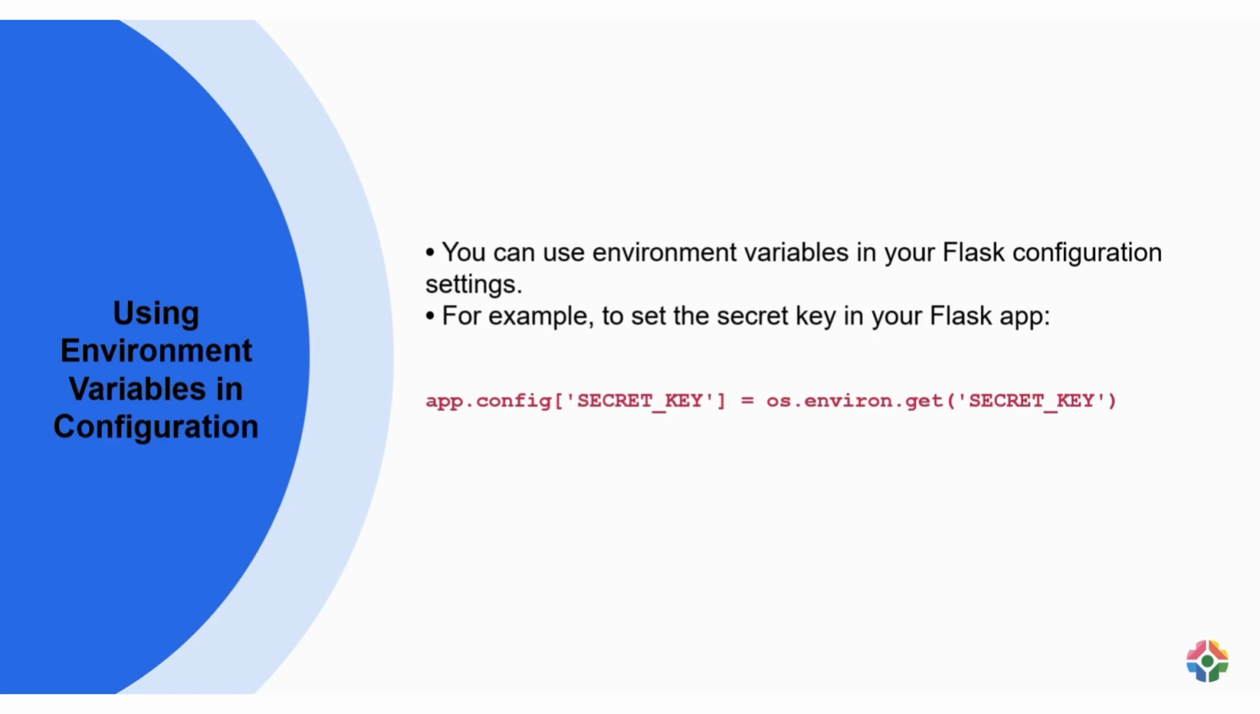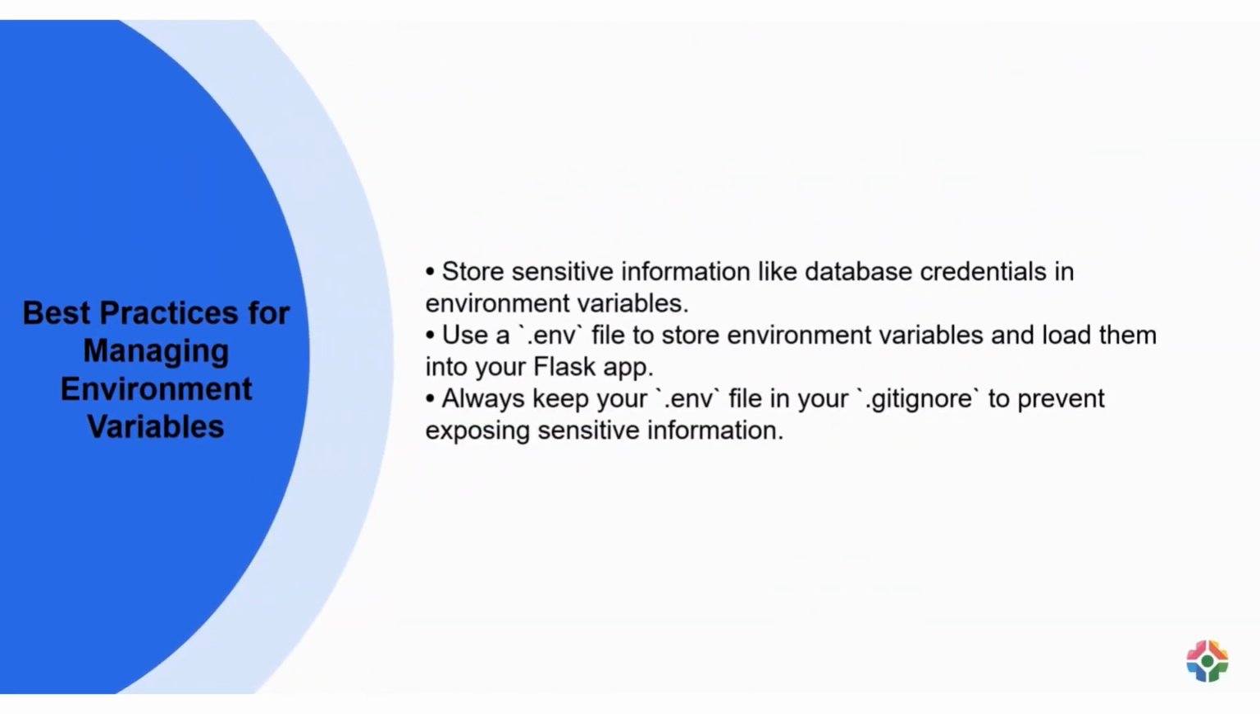To safeguard sensitive data like database credentials, leverage environment variables. Create a .env file to contain these variables and import them into your Flask application. Ensure to include the .env file in your .gitignore to prevent inadvertent disclosure of critical information. For instance, database passwords and API keys should be stored in environment variables to enhance security. By following these practices, you reinforce the protection of crucial data within your application.